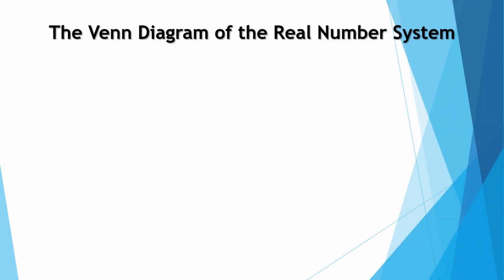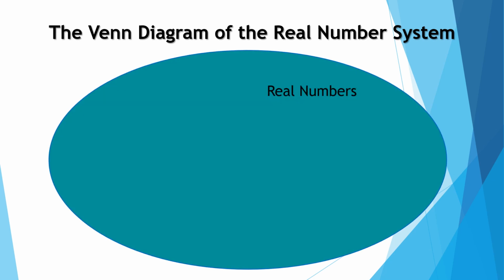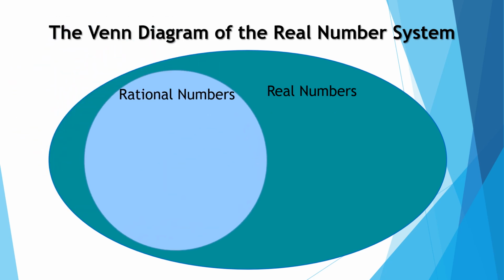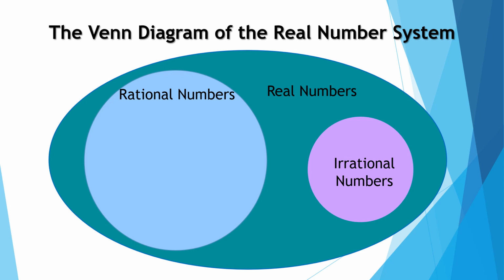So, I have here the Venn diagram of the real number system. So, pagpalagay natin na ang green oval na ito or round shape ay ang real numbers. Real numbers have two types. The first is the rational numbers and the second one is the irrational numbers. And then, yung irrational numbers, wala siyang ibang uri or wala siyang ibang type.